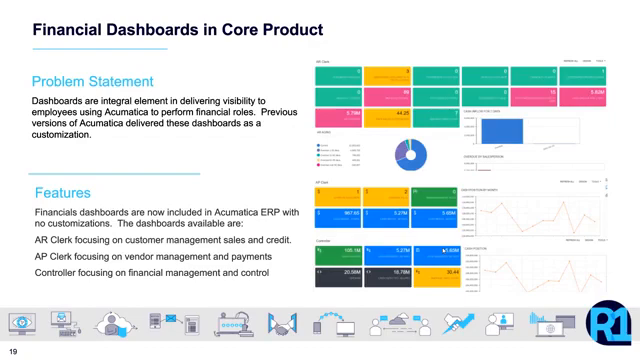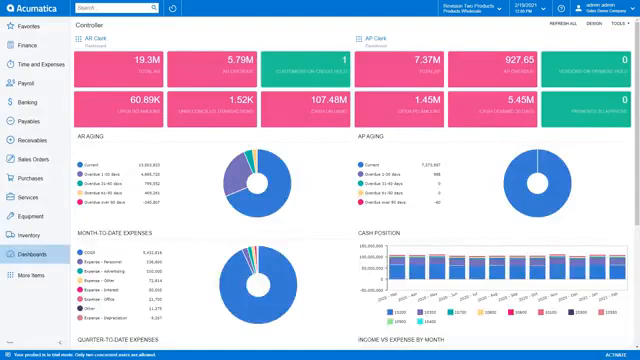In order to make our implementations more efficient, Acumatica has now included these dashboards in our ERP product with no customizations. The dashboards that are available for finance are the controller dashboard, focusing on financial management and control, the AP clerk, focusing on vendor management and payments, and the AR clerk, focusing on customer management and credit. Let's take a quick minute to jump over to Acumatica and take a look at some of these dashboards.